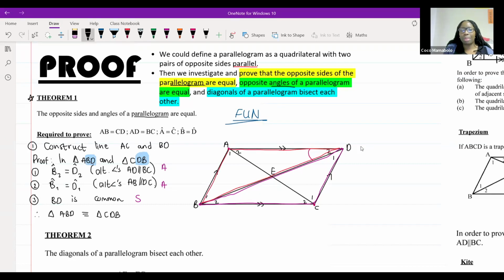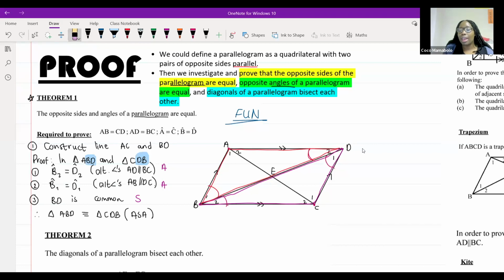What was my reason again? Let's look at our reason. We had an angle, and we had a common side. In the other one, we had an angle B1, we had D2, and we had a common side. What do we call that? Angle, side, angle. The side is in between them. So this is ASA. It's angle, side, angle.